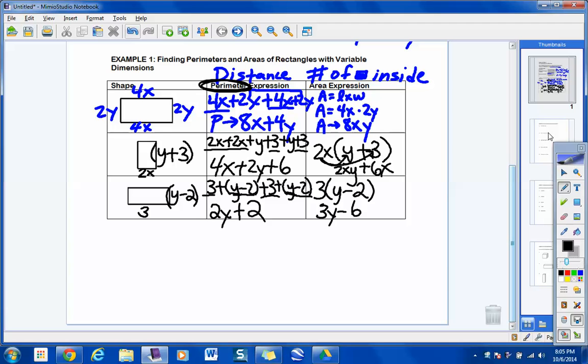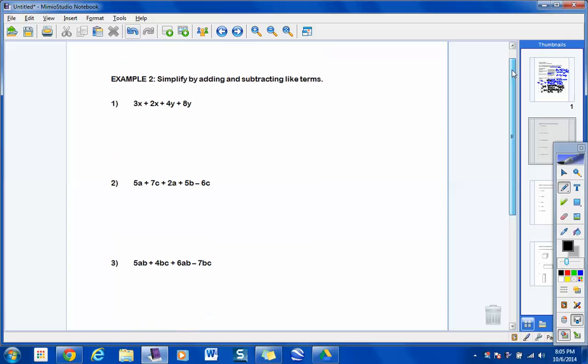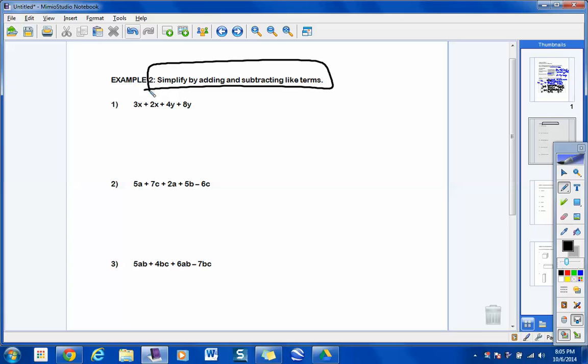Okay, page 2. Let's look at some examples. We are going to look at some examples of simplifying by adding and subtracting like terms. We've done this. We know how to do this. So let's take a look at this.